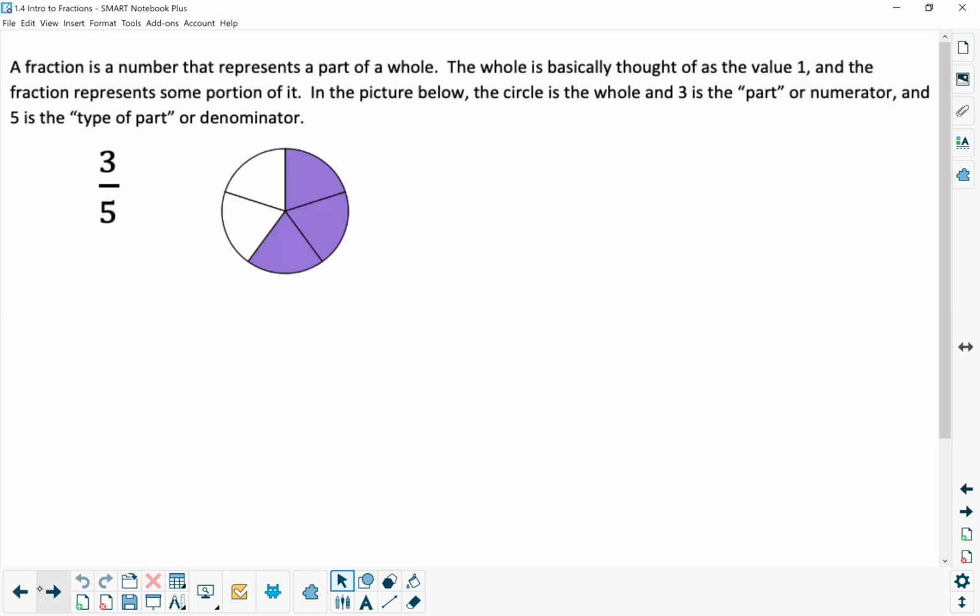So just kind of a definition, a fraction is a number that represents a part of the whole. The whole is basically thought of as a value of 1, and the fraction represents some portion of it. In the picture below, the circle is the whole, and 3 is the part, or the numerator, and 5 is the type of part, or the denominator. We split that circle into 5 pieces. 3 of them are shaded, 3/5.